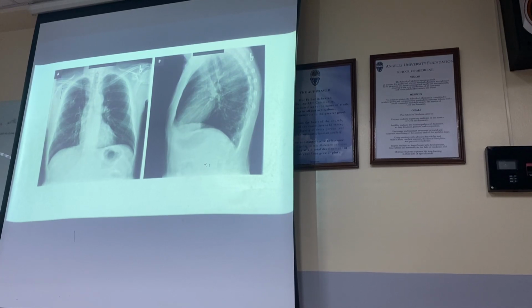Why will I look for a chest x-ray? Ganun din yan. Hindi ba ngayon, there are chest x-rays na ganito na lang kaliit? Yan, di ba? Nagtitipid yung mga laboratory, yung chest x-ray, ganun na lang. Okay?